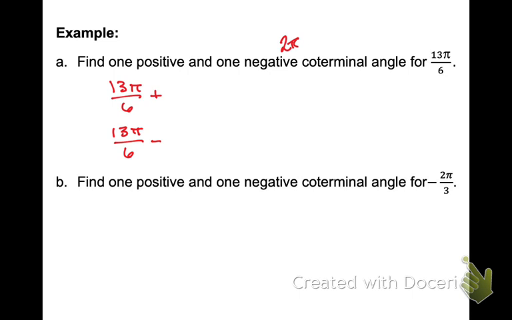But I have to have common denominators, so it's going to be what? 12. So we're doing 12 pi over 6 and 12 pi over 6. So if I add, I get what? 25 pi over 6. Yep. Subtract, I get pi over 6.